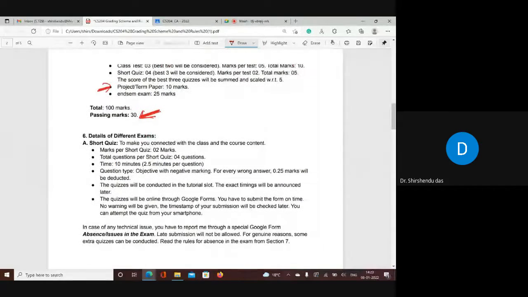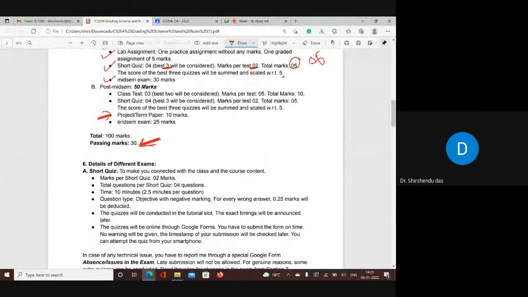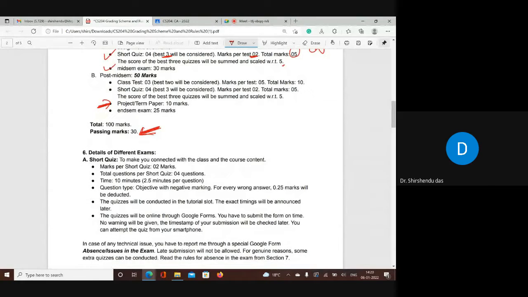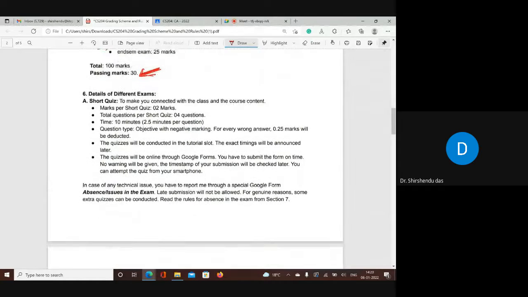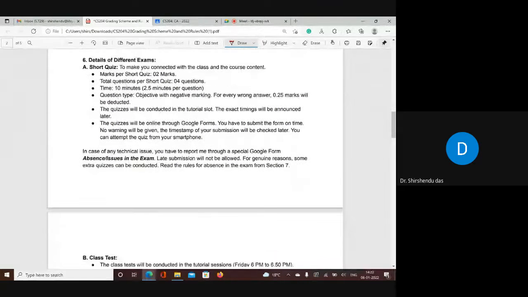So now let us discuss all the exam modules like class test, short quiz, project, end sem, mid sem, all these exams one by one. So we'll start with short quiz. So what is a short quiz? A short quiz will be a very short quiz, and this will be for only 10 minutes. Marks of every short quiz is 2 marks. Total questions will be 4 questions, and duration will be 10 minutes, so 2.5 minutes per question.